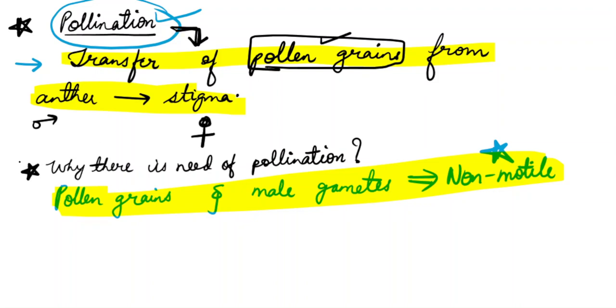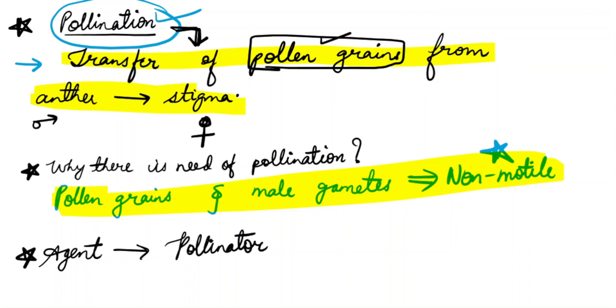And if we want to know who is doing the work of transportation, then that is done by an agent known as pollinator. This was our yesterday's discussion. Today we will move forward with another thing. So let's make a good flow chart.